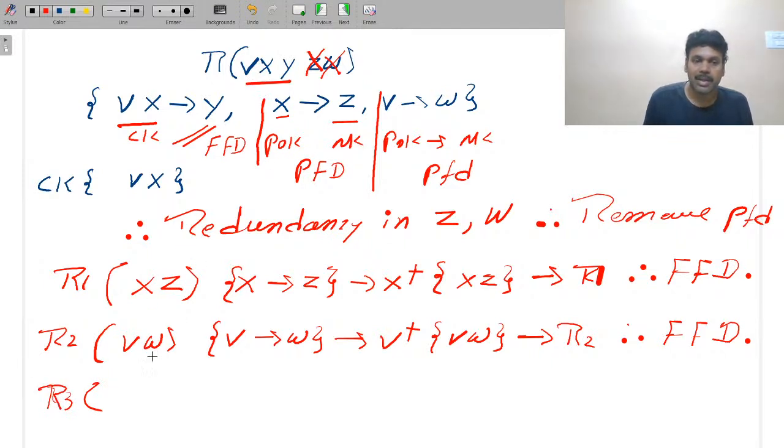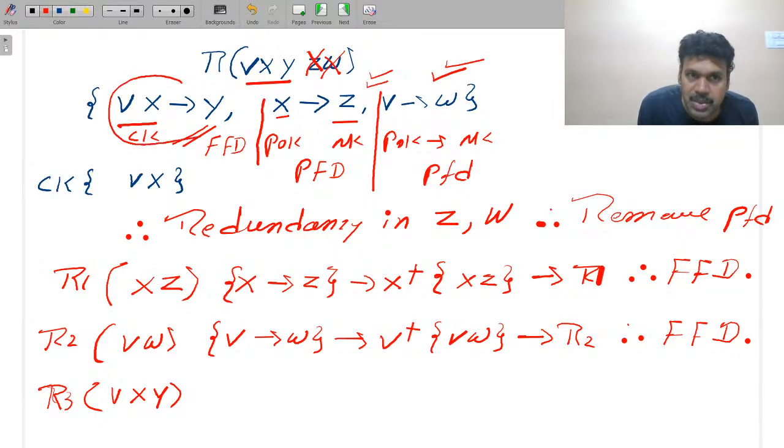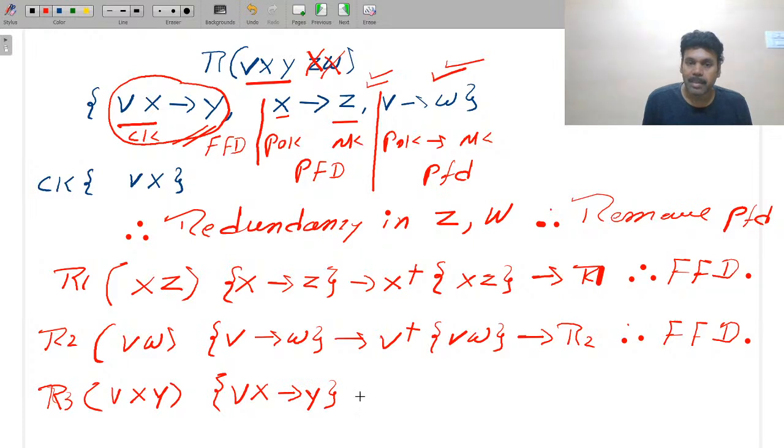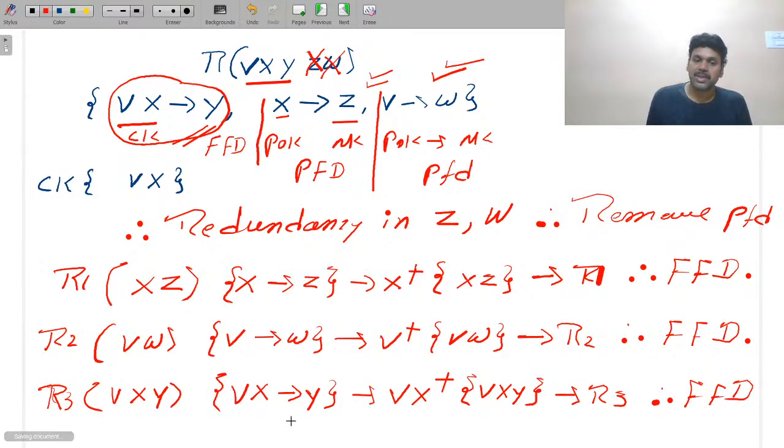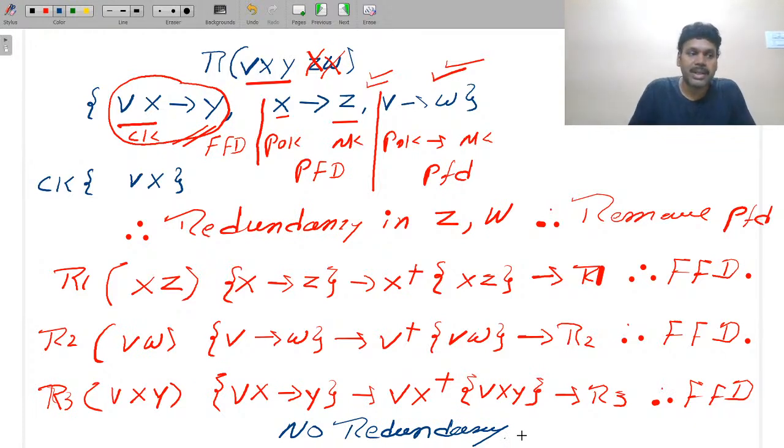So R3 is the rest of the table. What is the rest of the table? VXY. So write VXY and this is done and this is done. The only one production left is what? VX tends to Y. So bring that production here as VX tends to Y. By finding VX closure, I will get VXY. It is another table by name R3 and it is also what? FFD. So after decomposition, you will understand you never have a redundancy in the tables. So no redundancy. That's it friends. This is how you can convert your partial dependencies into fully functional dependencies. Clear?